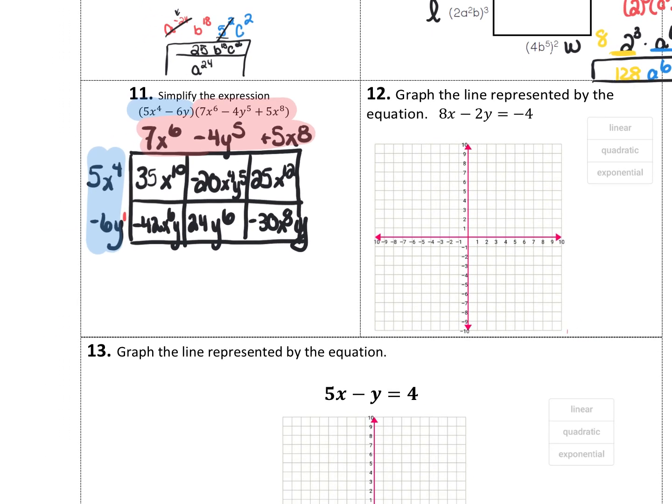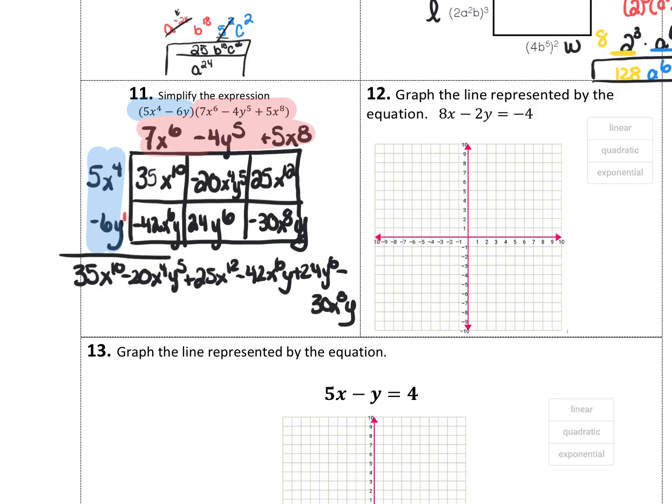So I write my final answer down and make sure I don't have to combine any like terms. So I have 35x to the 10th minus 20x to the 4th, y to the 5th, plus 25x to the 12th, minus 42x to the 6th, y, plus 24y to the 6th, minus 30x to the 8th, y. None of my powers match up, so I do not have to combine any like terms, and so there's my answer.